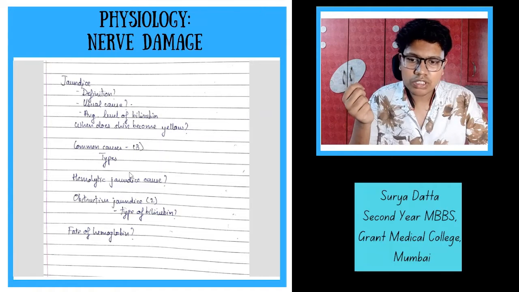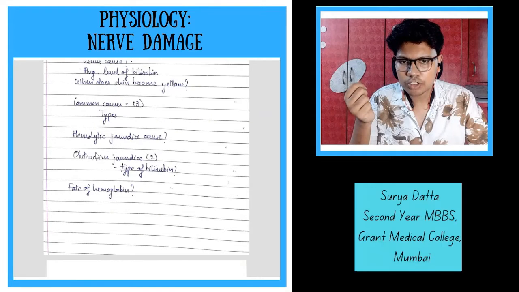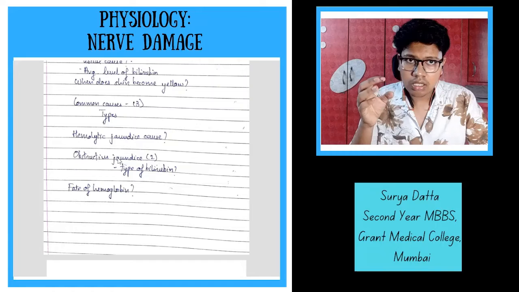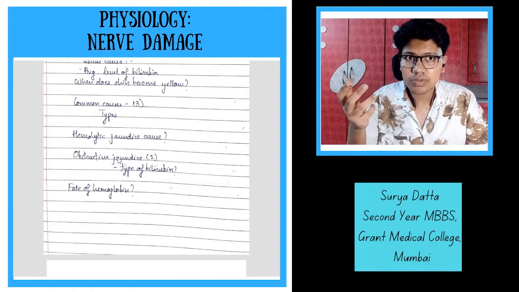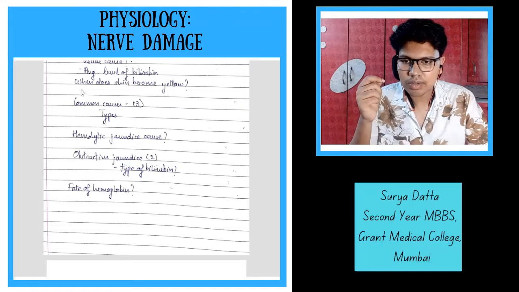So we're just going to go over some of them. Here I've put in obstructive jaundice as a two part, because hepatic jaundice is kind of obstructive jaundice but not really. We're going to look at that a little bit later.